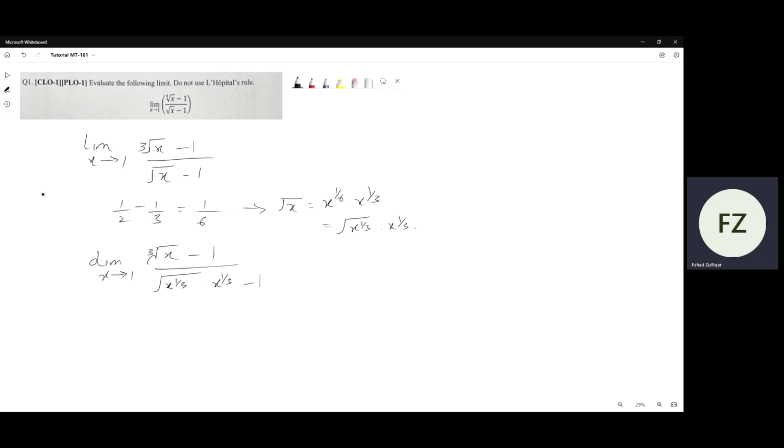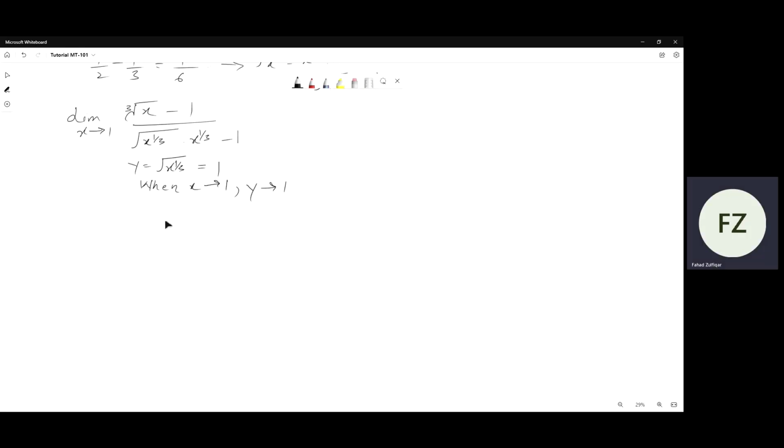So what we can do is that we can make a little bit of limit substitution. Let's just say y equals to under root of x raised to 1 by 3. Now the limit of x is actually x approaches to 1. So if x is approaching to 1, what is y approaching to? When x approaches to 1, y is approaching to 1, right?